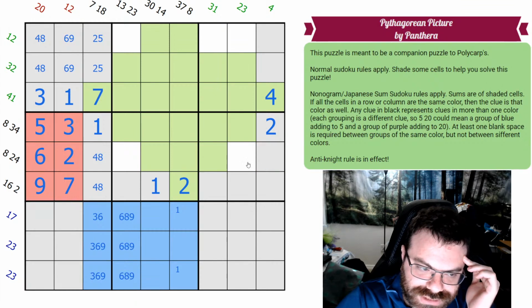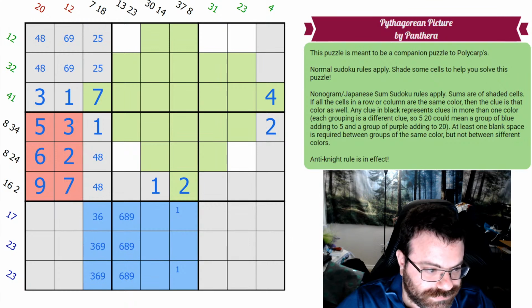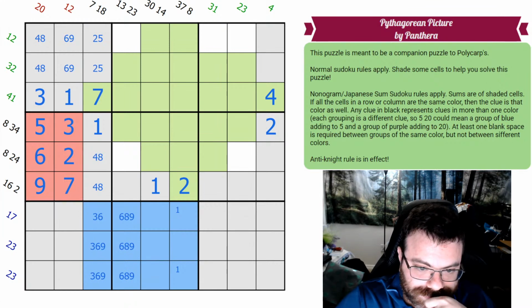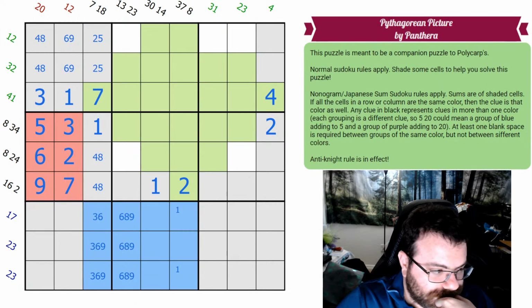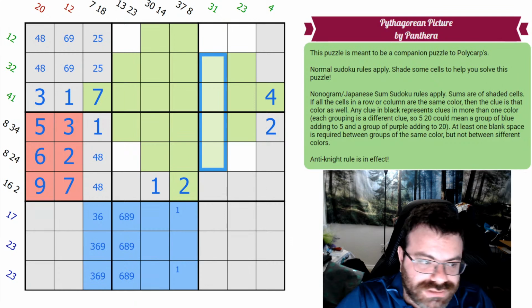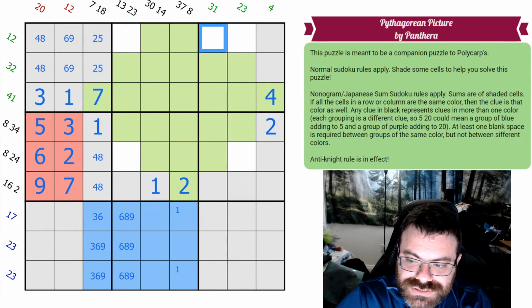Don't quite know that yet. Column 7. Yeah, it must be 5 long, so that needs a green.